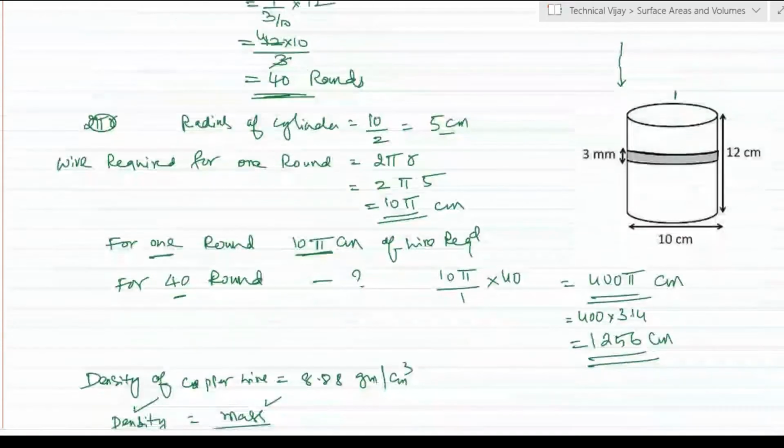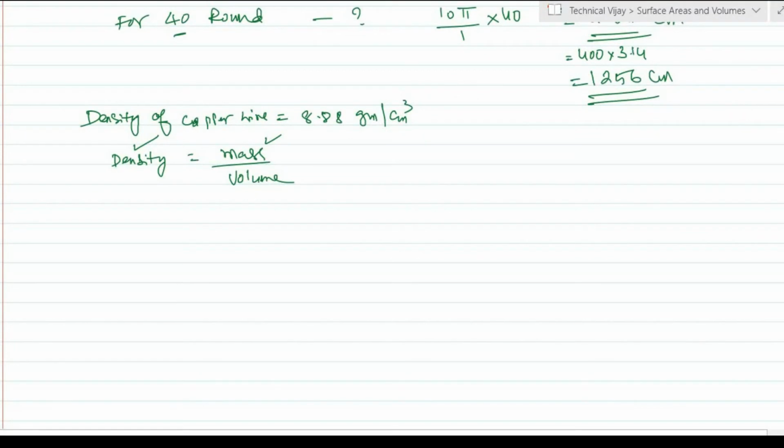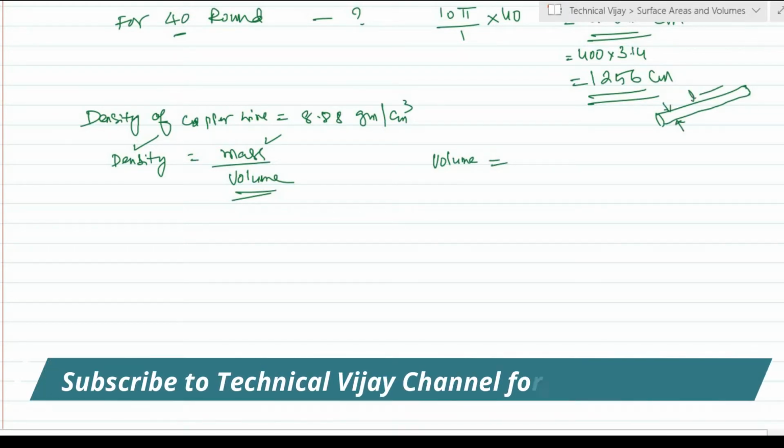For that, here density he has given. So mass we have to calculate. For that volume also we have to calculate first. So we will calculate the volume of this copper wire. How will this copper wire be? The copper wire will be in the shape of a cylinder. This is the wire. So here the diameter he has given, and length also we know. Length will be 1256 centimeter.